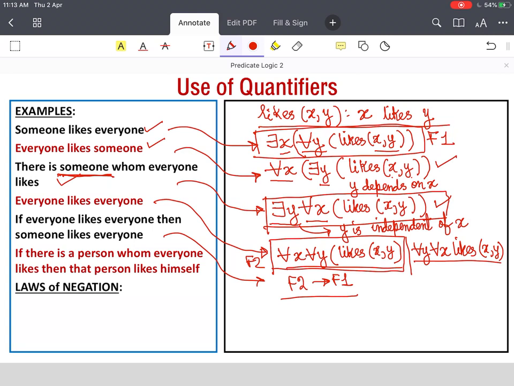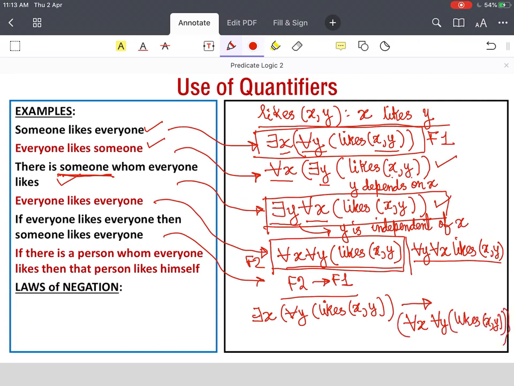I want to put a note here. When we write this part, we will write it this way. So the first one says someone likes everyone. So there exists x for all y likes(x, y) implies for all x, for all y likes(x, y).